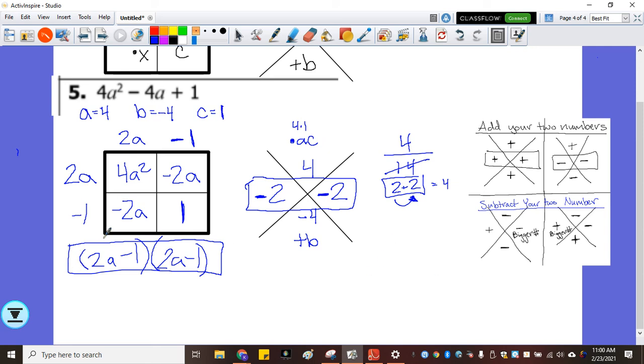So that's your answer. You might also see this answer written as 2a minus 1 squared. I haven't seen this on Delta Math yet, but it's possible, so I just want to show you. Since they're the exact same parentheses, that's the same thing as 2a minus 1 squared.